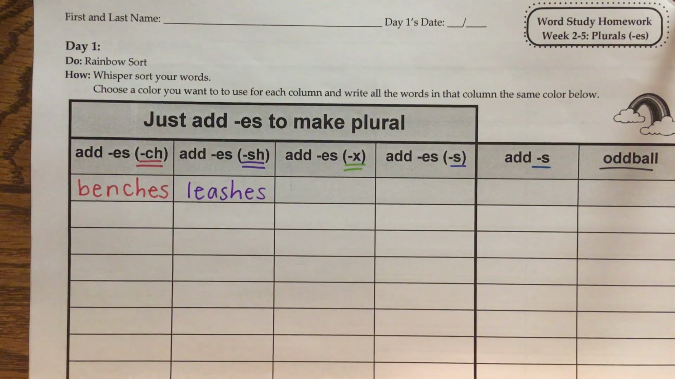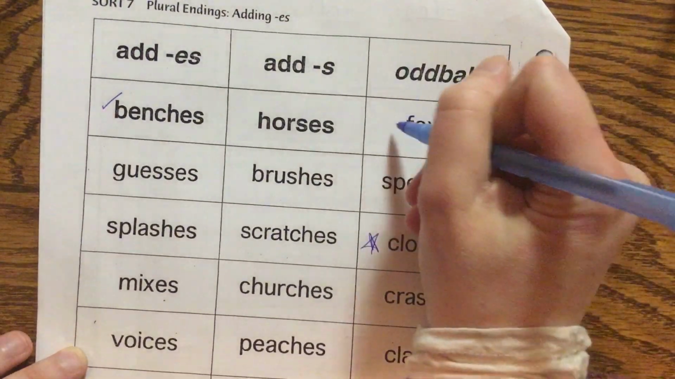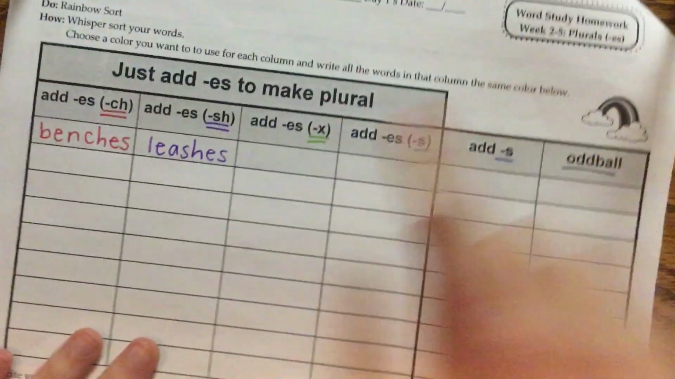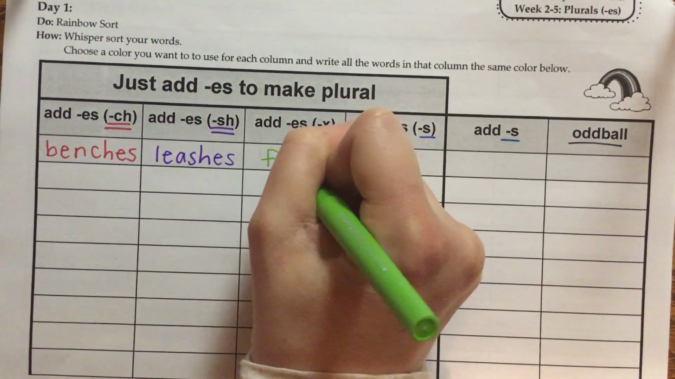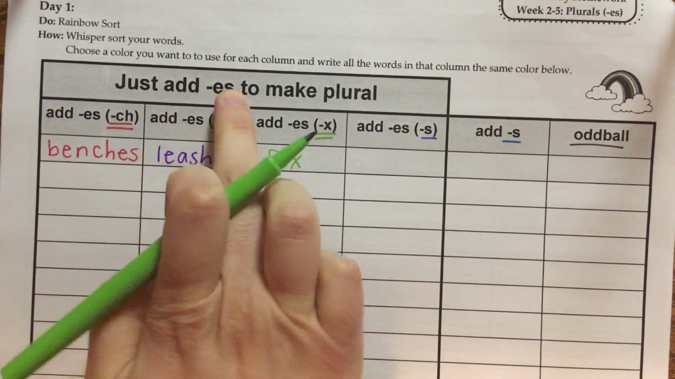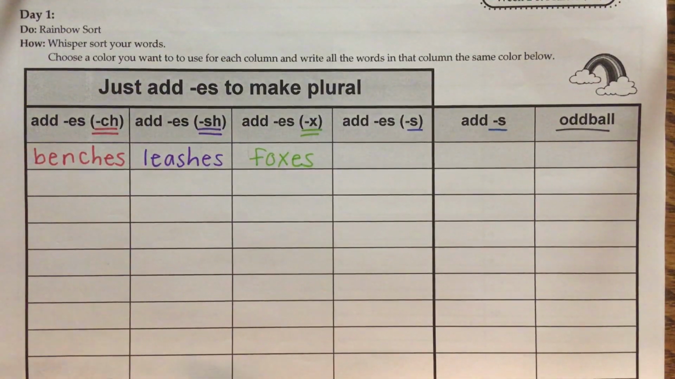All right, let me find a word where the base word ends in X. Let's see. I see right here, foxes. Check that one off. I need green for that. So I'm gonna write my base word fox, F-O-X. And I need to add ES to make it plural, so foxes.